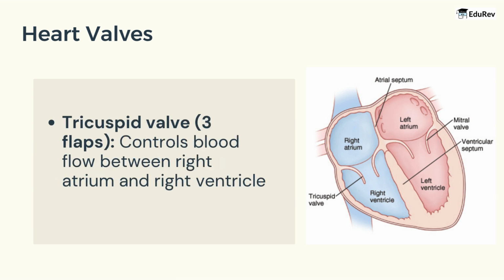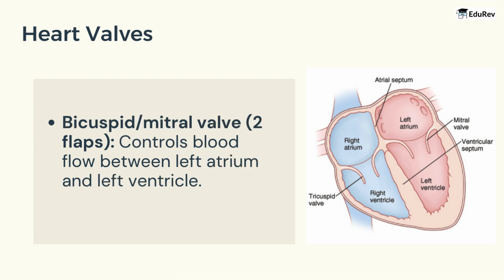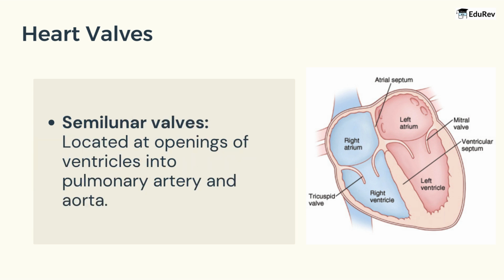Valves prevent backflow. The tricuspid valve controls blood flow between the right atrium and right ventricle. The bicuspid or mitral valve controls blood flow between the left atrium and left ventricle. Semilunar valves are at the openings of the ventricles into the pulmonary artery and aorta.